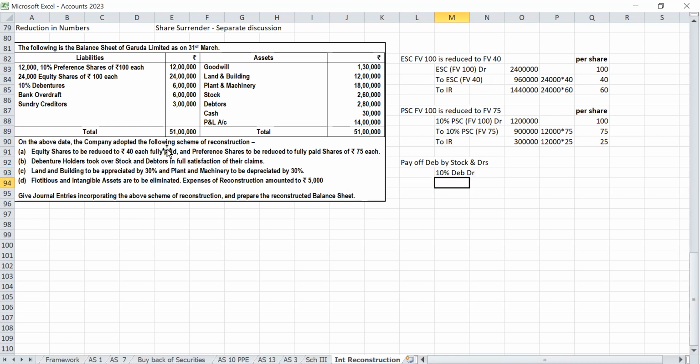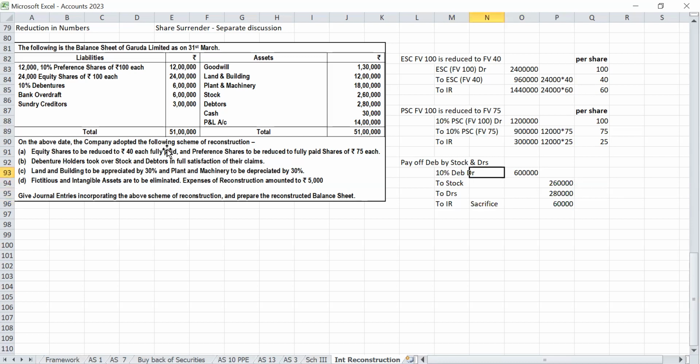10% debentures account debit to stock account, to debtors account. So 6 lakhs debentures, 6 lakh, stock 2,60,000, debtors 2,80,000, sir. Tallied? No, sir. So difference 60,000, internal reconstruction, which is nothing but their sacrifice. For 6 lakhs, they are taking over only 5 lakh 40. So difference 60,000 internal reconstruction sacrifice.